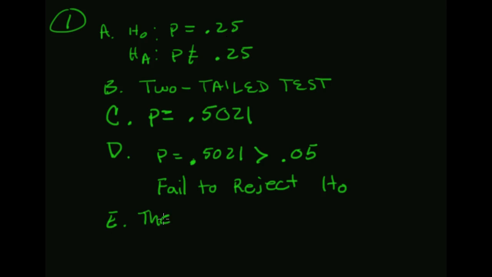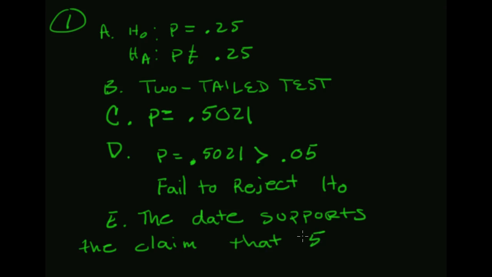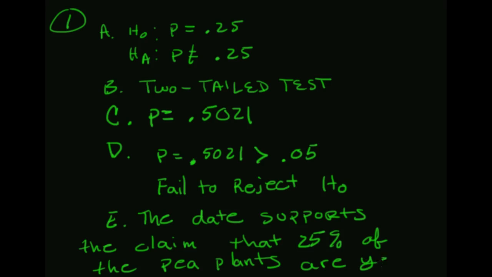So we say that the data supports the claim that 25% of the pea plants are yellow. So this is an example where the data supports the claim. Alright, so that's number one.